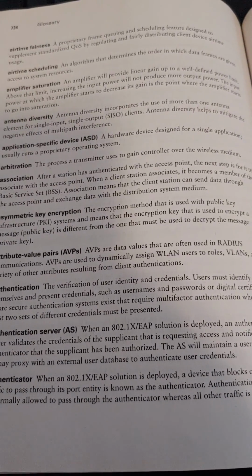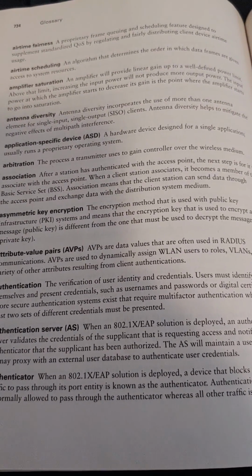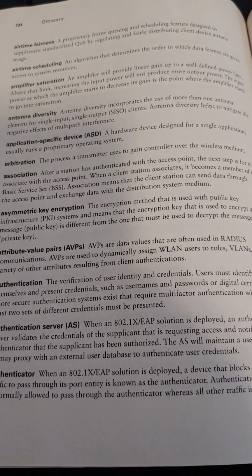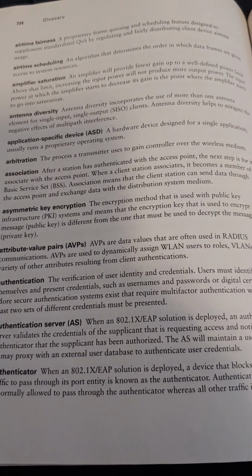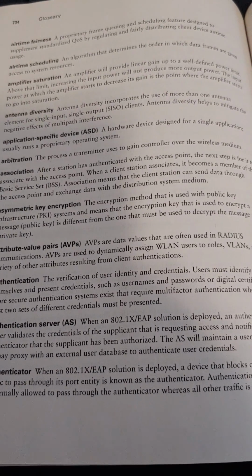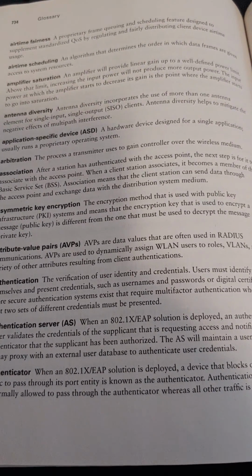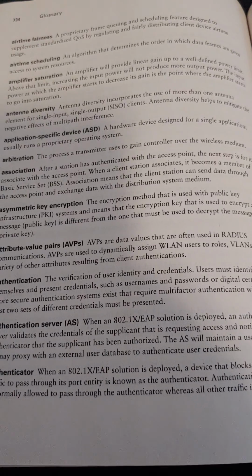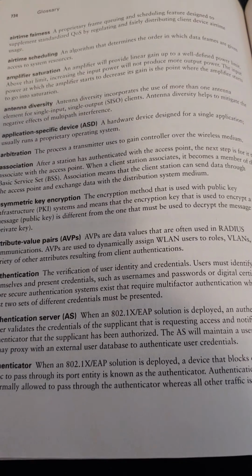Amplifier saturation. An amplifier will provide linear gain up to a well-defined power limit. Above that limit, increasing the input will not produce more output power. The input power at which the amplifier starts to decrease its gain is the point where the amplifier starts to go into saturation.